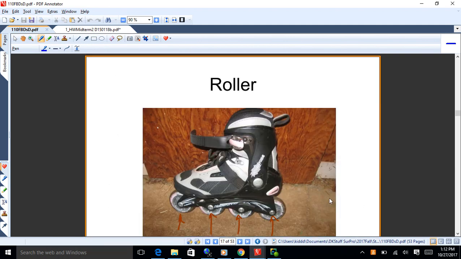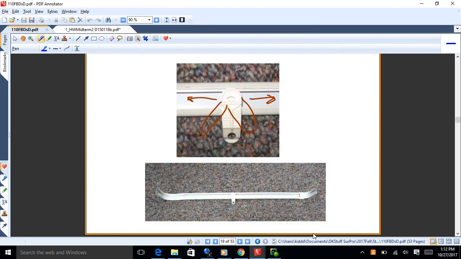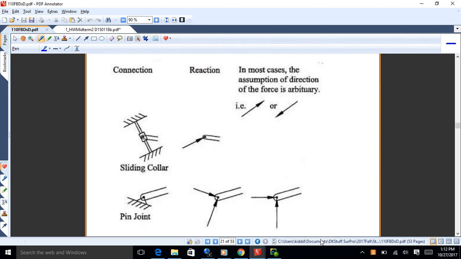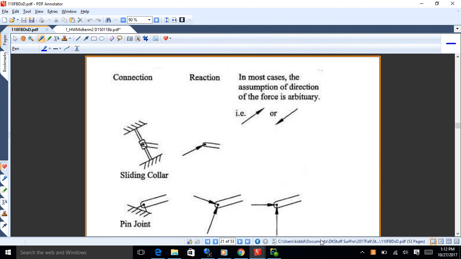Okay. What else do we got here? Okay, sliding collars are a little unusual, but they're like rollers basically. They'll allow the object to slide along the rod in this case, either direction, but they can't move perpendicular to the rod.